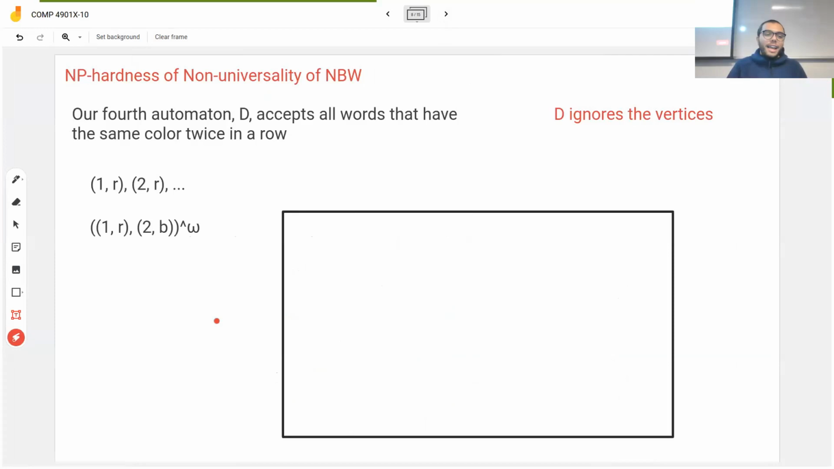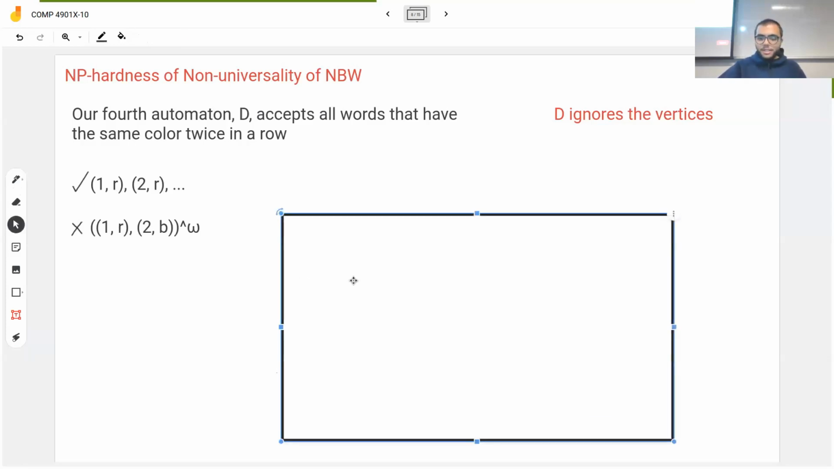So I have another automaton D, and this one ignores all the vertices, but it accepts all the words that have the same color twice in a row. Yeah, so right after each other. For example, it accepts this one because it has two red vertices right after each other. And it rejects this one because it goes red, blue, red, blue, red, blue.